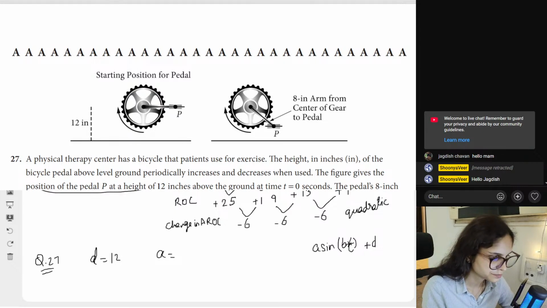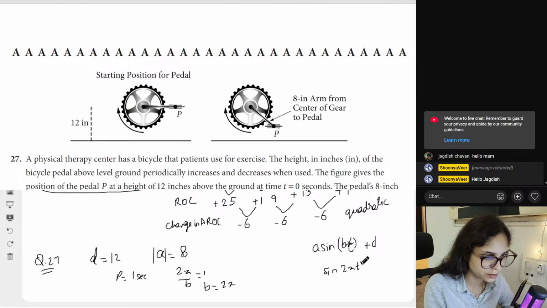Now, the absolute value of A is 8. So that means you're adding 12. A could be 8 or negative 8. And one revolution means the time period is 1 second. So 2 pi over b is equal to 1. That means b is equal to 2 pi. So it should be sine 2 pi t plus 12, and this could be negative 8 or 8.